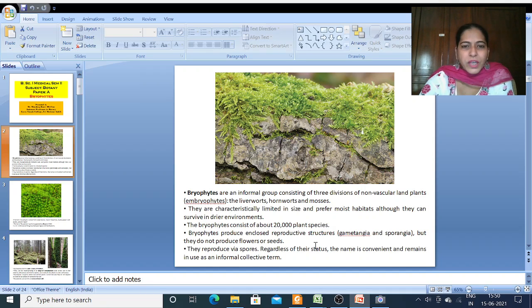They have enclosed reproductive structures, that is gametangia and sporangia, but they do not produce flowers or seeds, and they reproduce via spores. Regardless of their status, the name is convenient, and that is why bryophytes is still used.